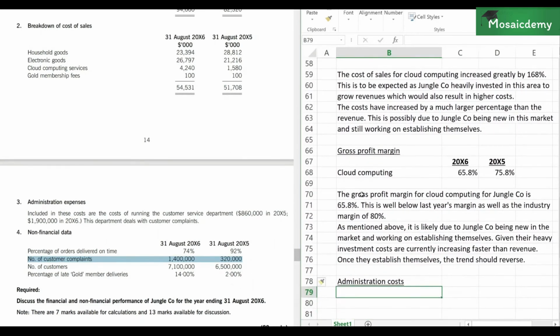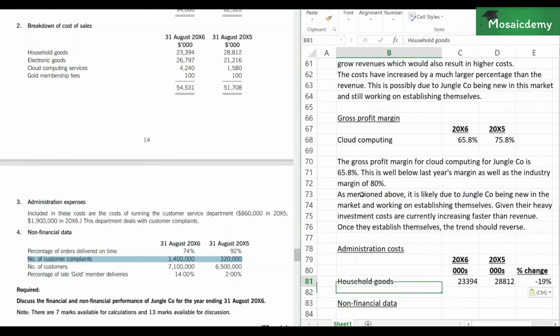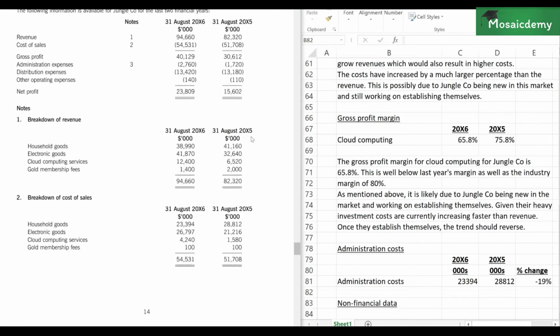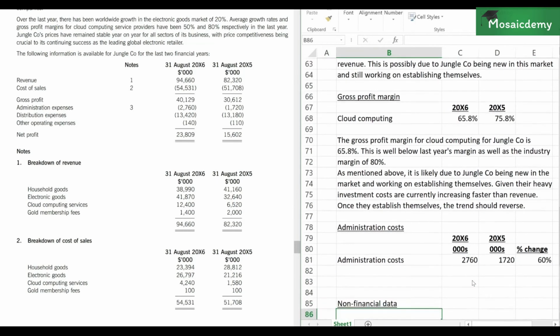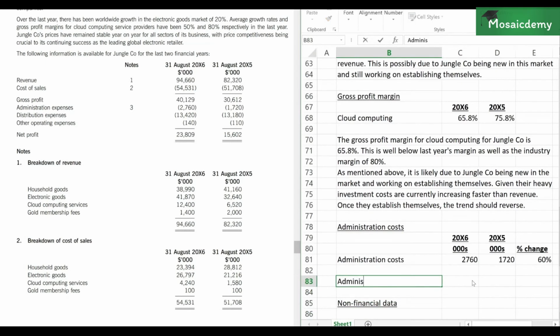Let's mention administration costs. So the overall number went from 1720 to 2760. So this is 2760 over 1720, 60%, right? And we'll just mention the point. Administration costs increased by around 60%.